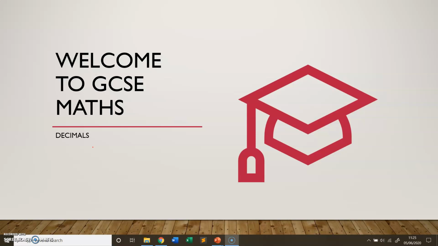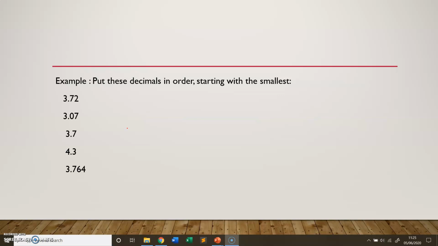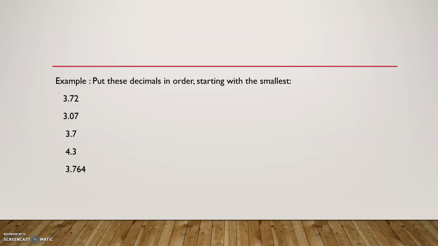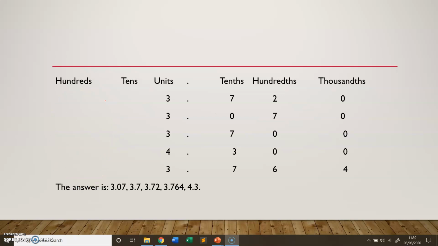In this tutorial, we're going to look at decimals. So we're going to look at some examples. First one, we're going to put this example in order, starting with the smallest. Okay, so we've got all these decimal numbers here. Now we have to put them in order, starting from the smallest.